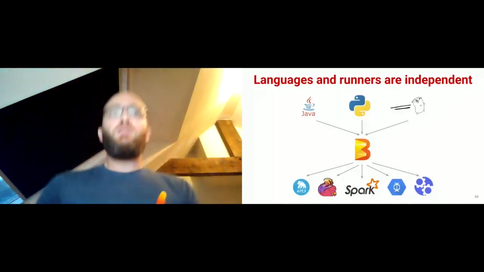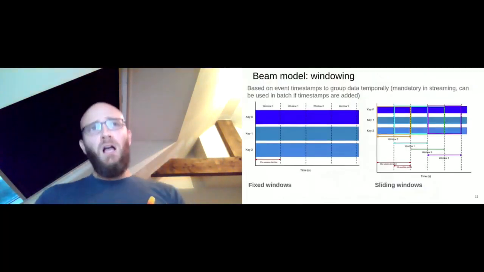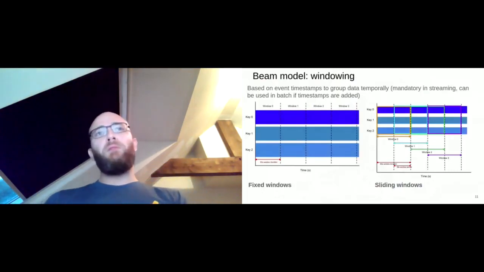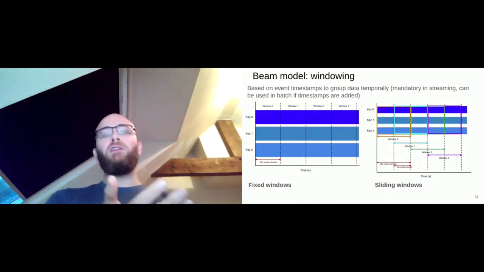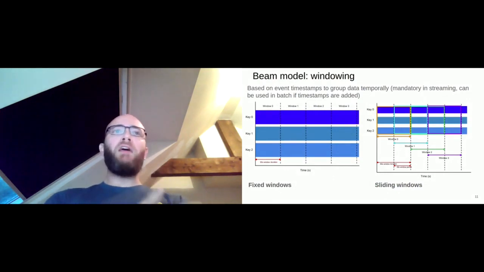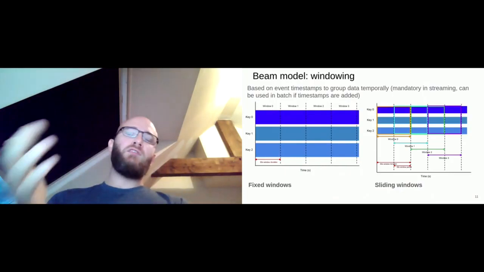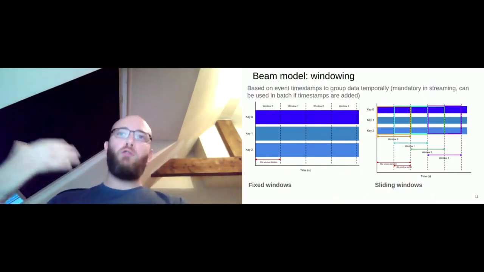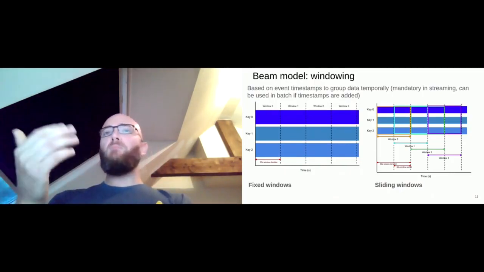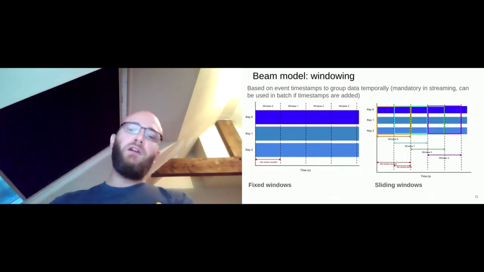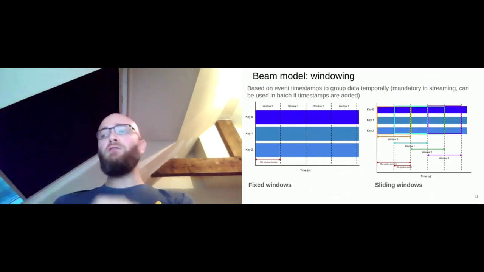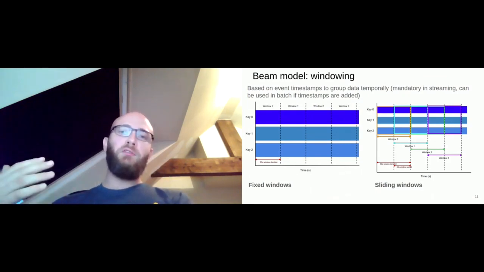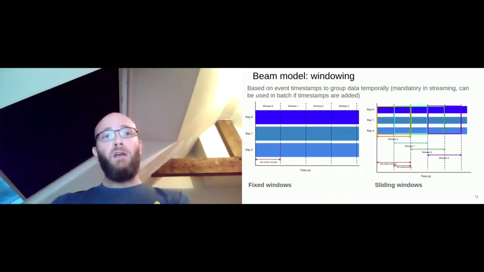So this is the first model concept of Beam, which is windowing. Windowing is a way to temporarily group elements based on their event timestamp, the timestamp at which the element occurred. And it's mandatory for streaming because you need to divide the infinite data, as I said before, but it's optional for batch mode, because even in batch mode, you can set your timestamp on your data and still apply windowing.